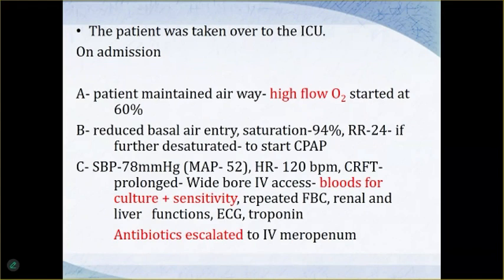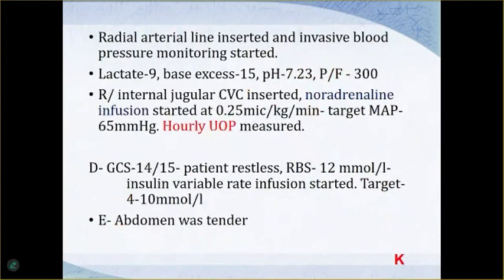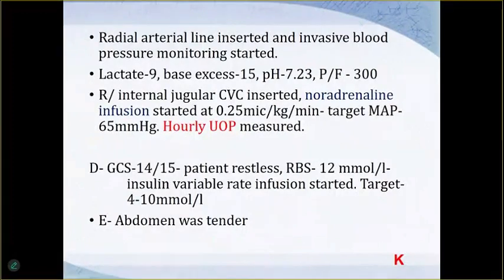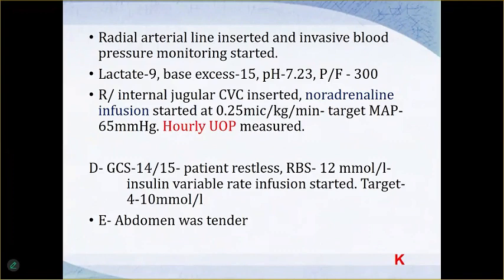Blood has been taken for culture and sensitivity, and repeated full blood counts, renal and liver functions, ECG, troponin. Antibiotics escalated, as you very correctly said, to IV meropenem. This time we have ordered it and got it also, right? And the radial artery line inserted, and invasive blood pressure monitoring has been started. Lactate still 9, base excess minus 15, pH 7.23, and the PF ratio of 300. And the right internal jugular central venous cannulation has been done, and the noradrenaline switched to the central line now, with a targeted mean pressure of 65, and also we are hourly measuring the urine output.